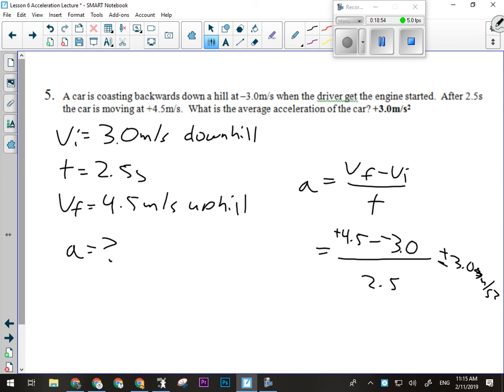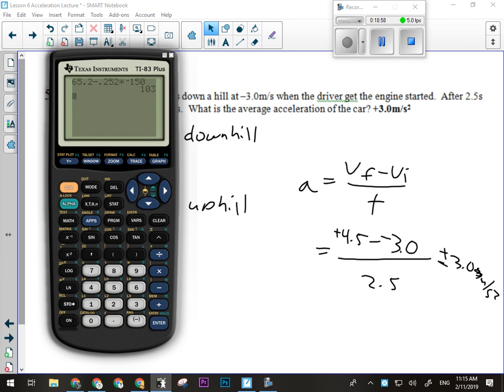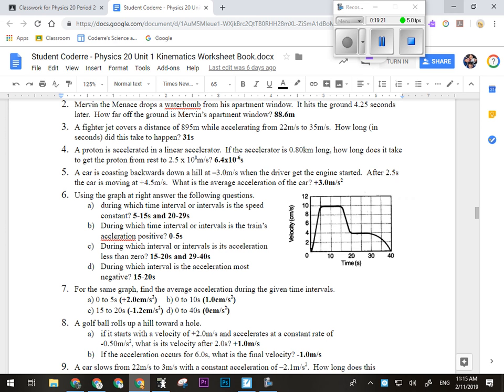Does that make sense? If we plug that into our calculator, we're going to have 4.5 minus -3, and then we have to divide that by 2.5. So we get 3. And if the other ones are giving you trouble, we need to go over them. Don't be afraid to ask, guys. Keep working.